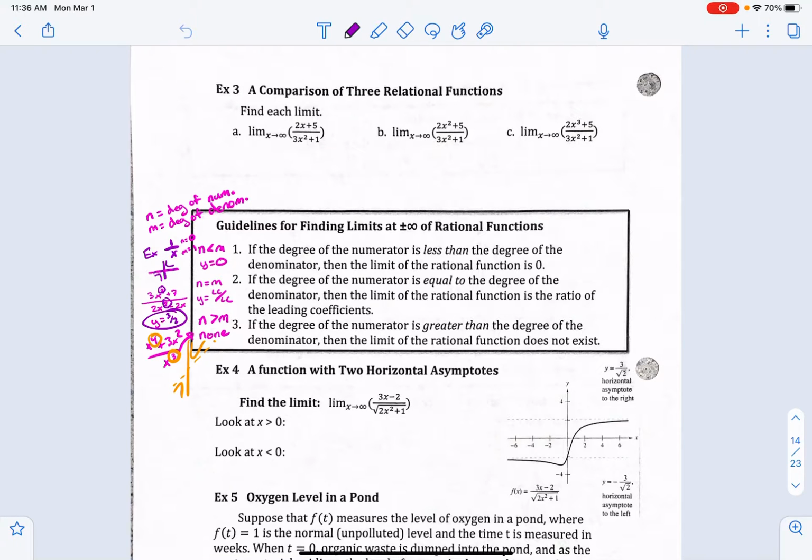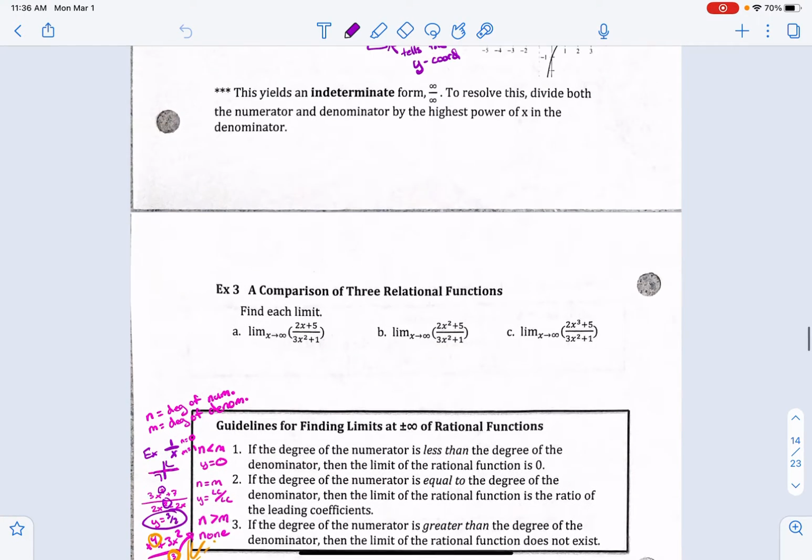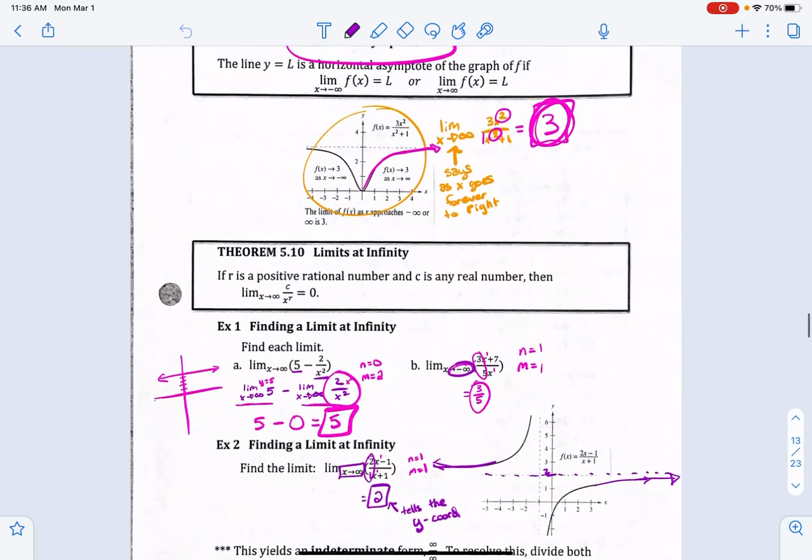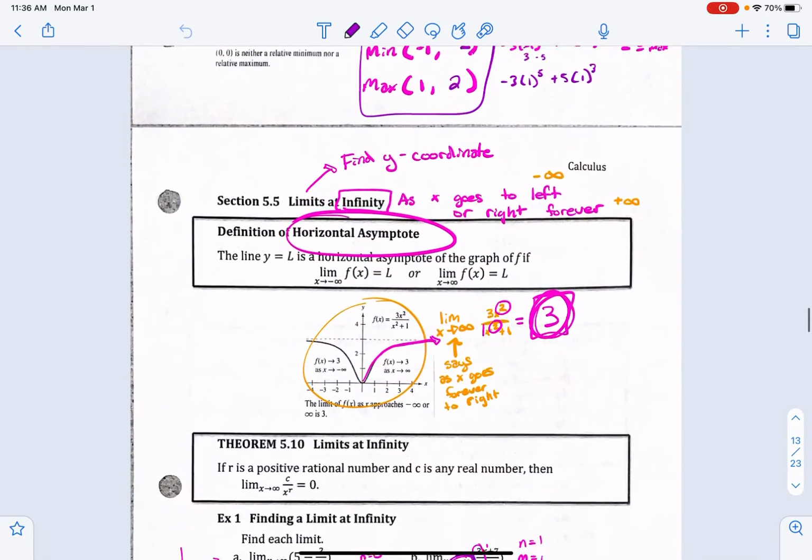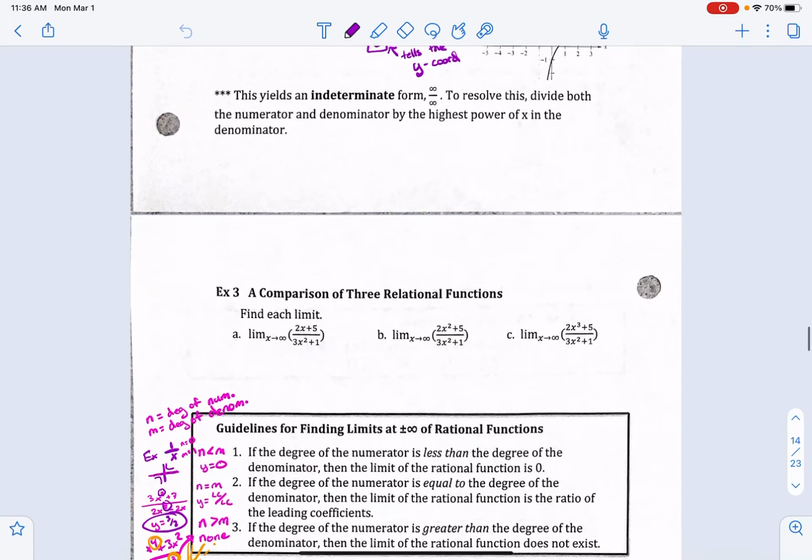Hey, Calc Kids, I'm home today with my kids, so I am recording this second half of section 5.5 for you. I have a sleeping little boy here, so if you can hear him snoring, that's what that is.